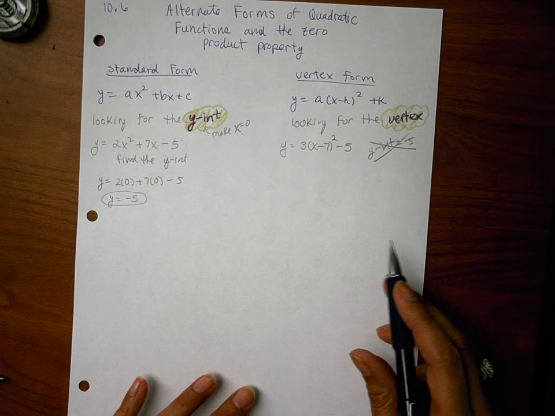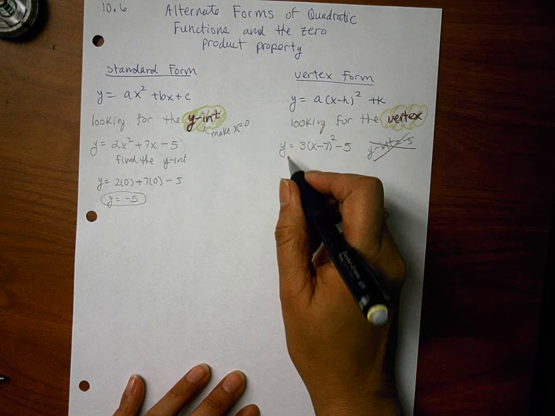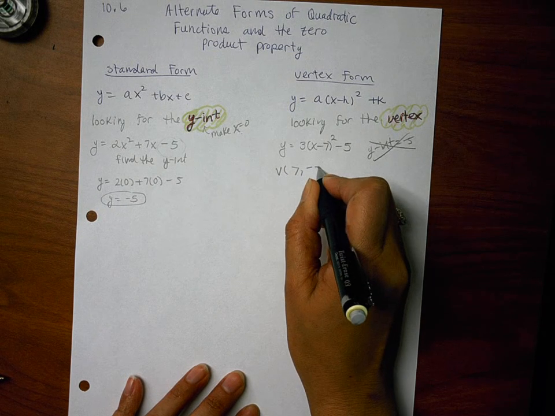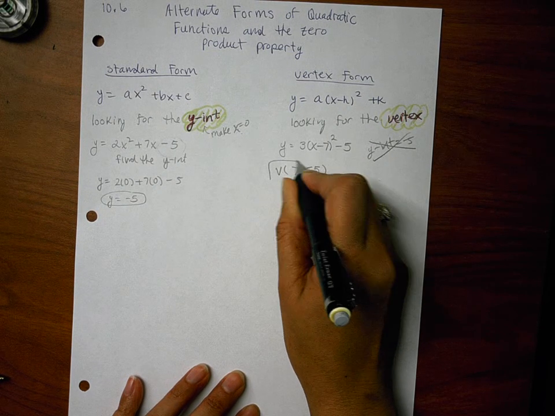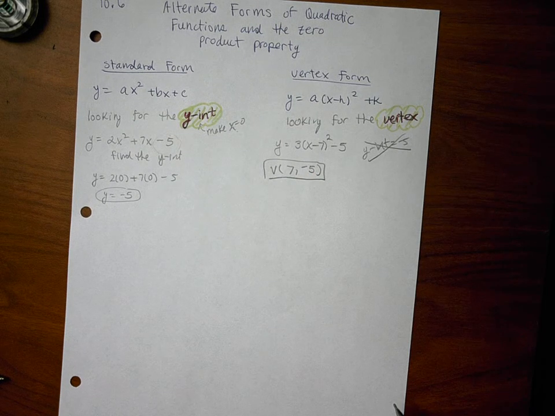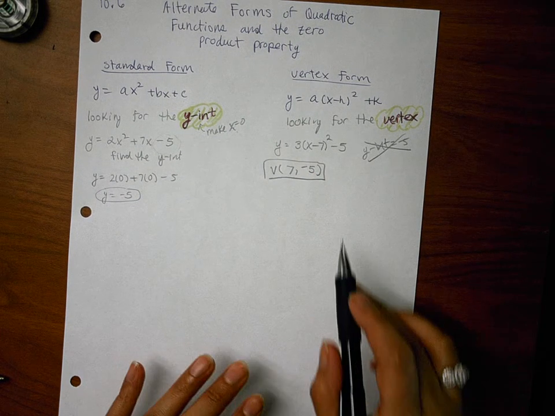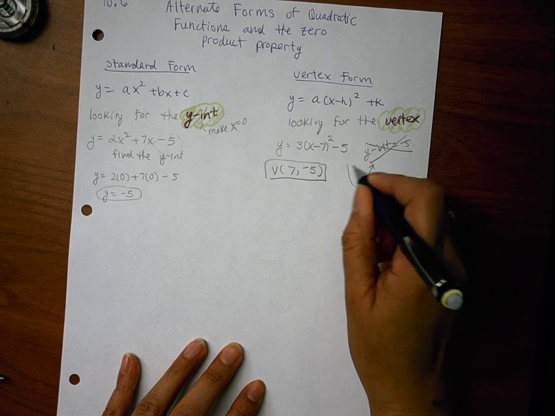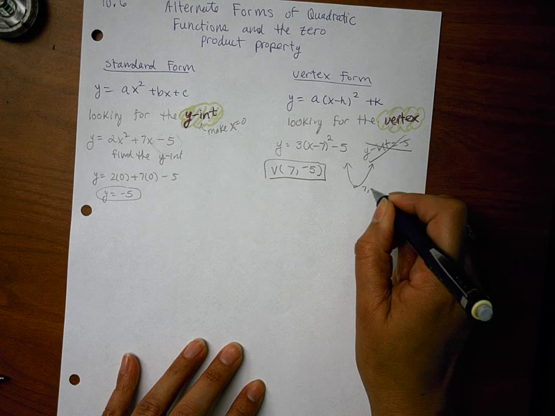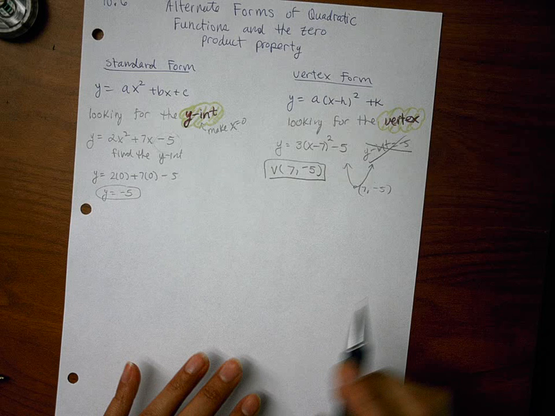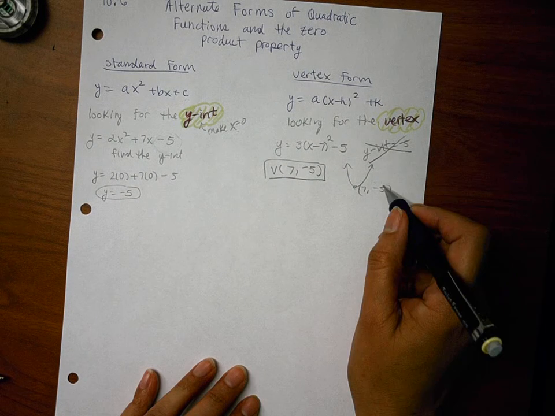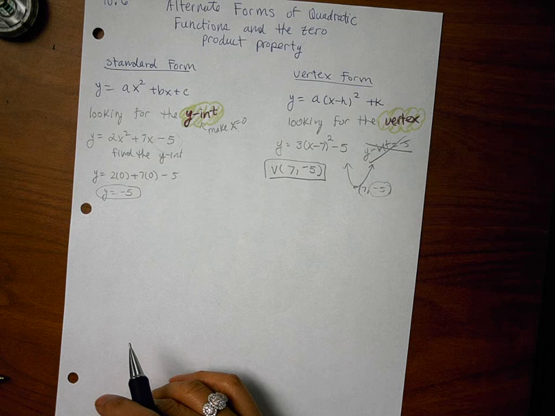Okay, vertex, though, we know it's opposite of the inside. Outside stays the same, so the vertex is 7, negative 5. All right. The reason this is really nice is, let's just talk about this. This is a parabola that's opening up. The vertex is 7, negative 5. If they asked what's your maximum or minimum value, you would say it's negative 5.